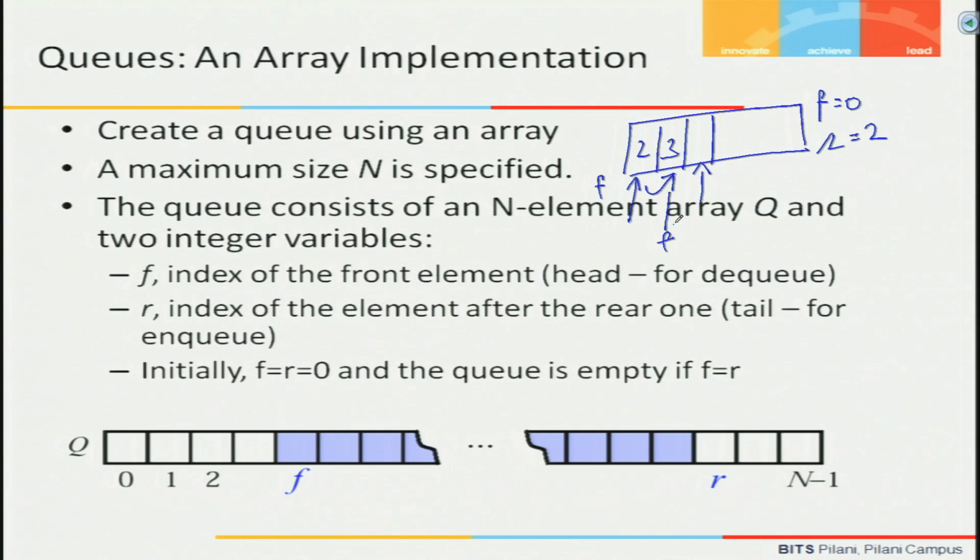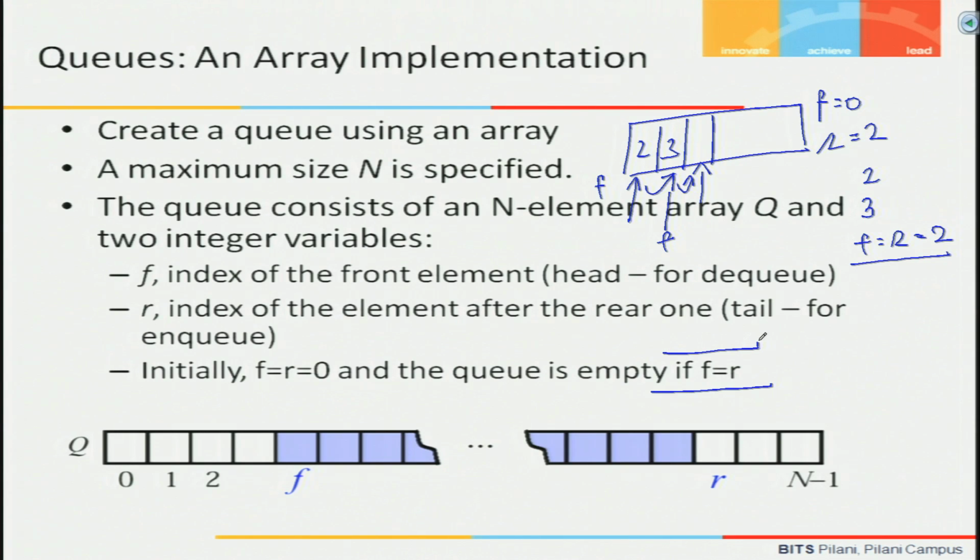Now suppose I delete also 3. So your f is going to be pointing now here. So if you delete 2 and you delete 3, you will again have f equal to r equal to 2. That means your queue is empty. Right? So your queue empty condition is captured by the relation f equal to r.